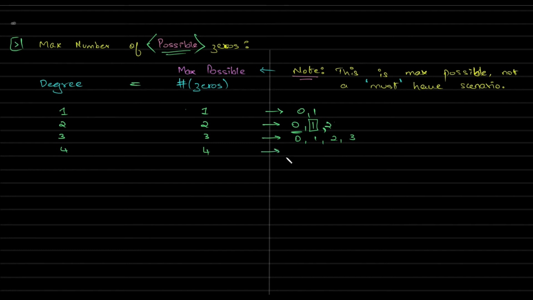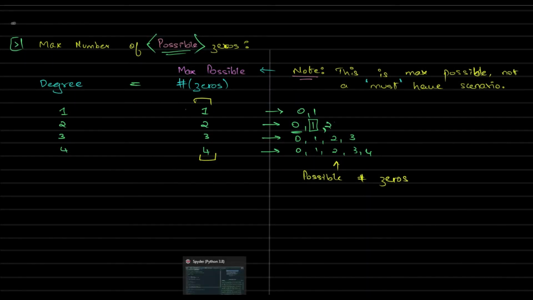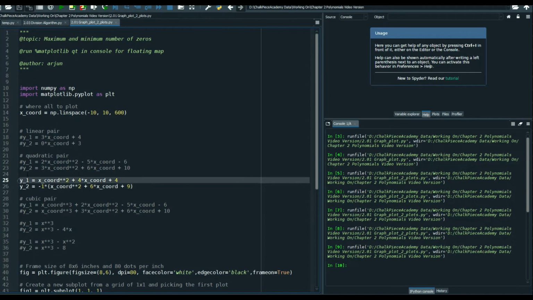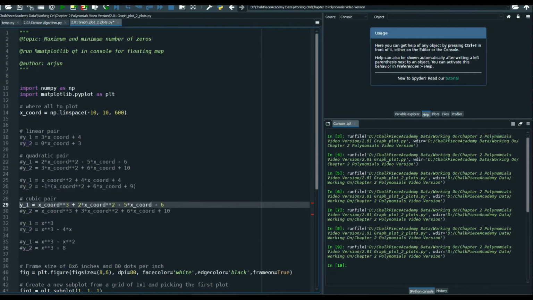And for quintic, I guess if I remember right, it will be 0, 1, 2, 3 and 4. These are the possible zeros. Remember, this heading is possible number of zeros. It does not mean it should have that many all the time. No, it can have any one of these. So let us take another example. Again, this is a must to know. You have this in your syllabus, counting the number of zeros and knowing the possible number of zeros. So it's part of your syllabus.